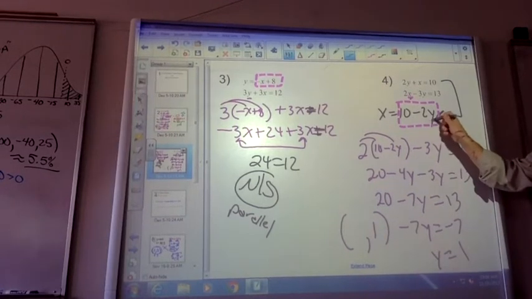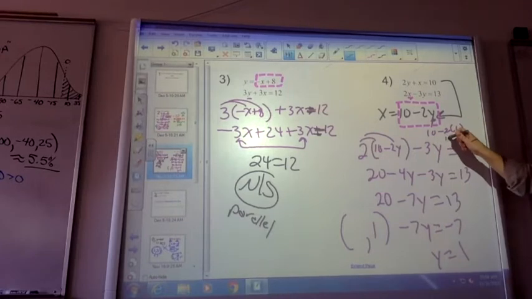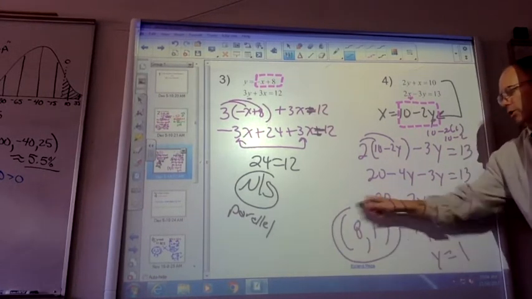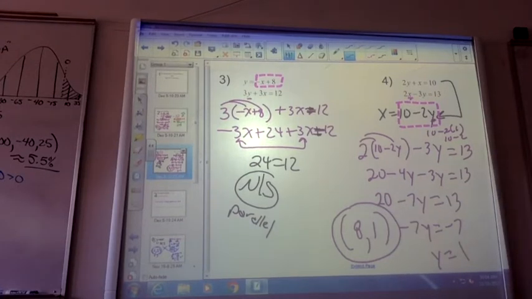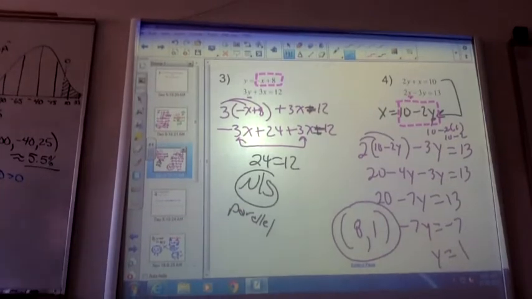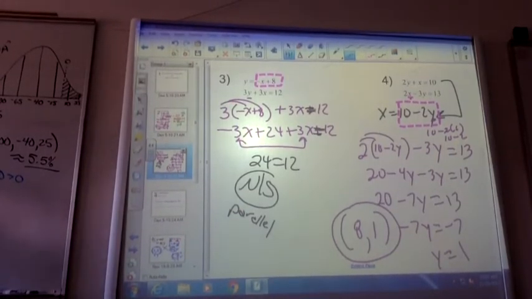Y equals, plug it in here, 10 minus 2 times 1. 2 times 1 is 2. 10 minus 2, 8 comma 1. This is a real solution. Those lines crossed each other. Sweet.